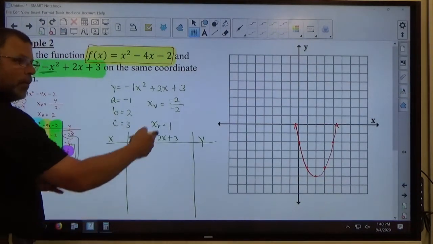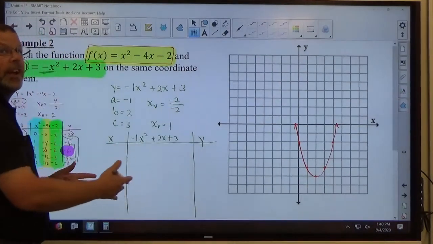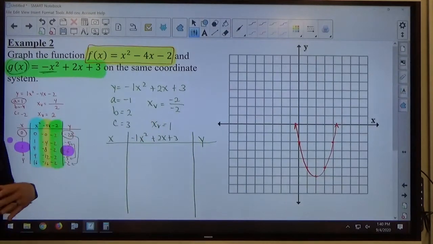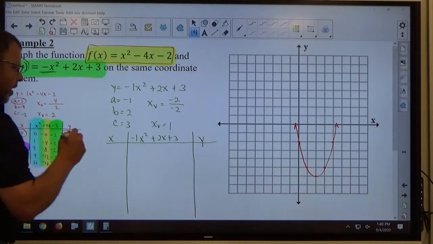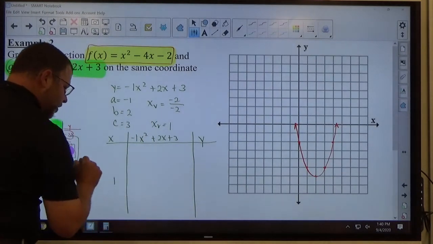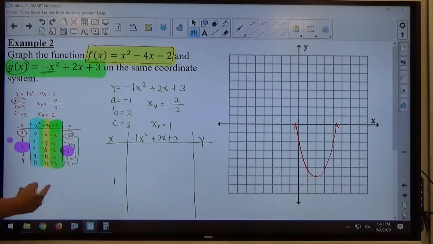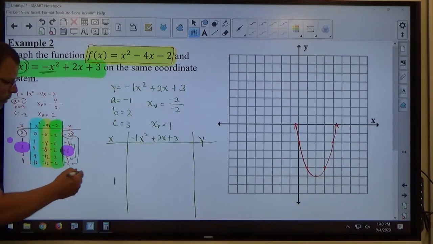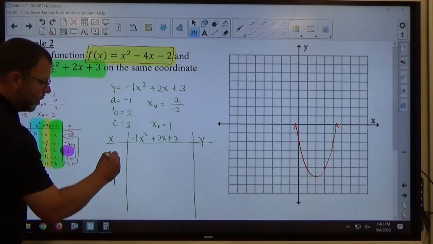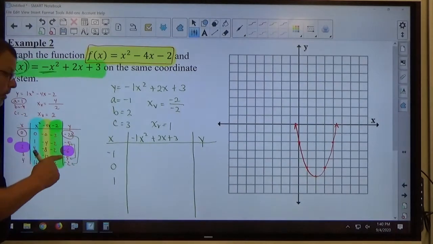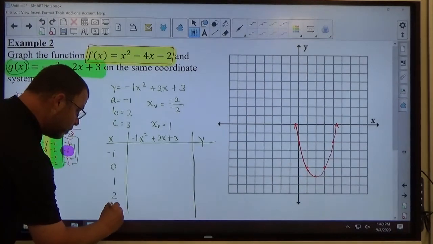Again, the x and the y column are what is going to get me the information I need. The middle is just room to work out everything. All right. The x I have to pick is x equals 1, so I put that kind of in the middle. I pick two numbers smaller that are near 1, which would be 0 and negative 1. I pick two numbers bigger that are close, which would be 2 and 3, integers.